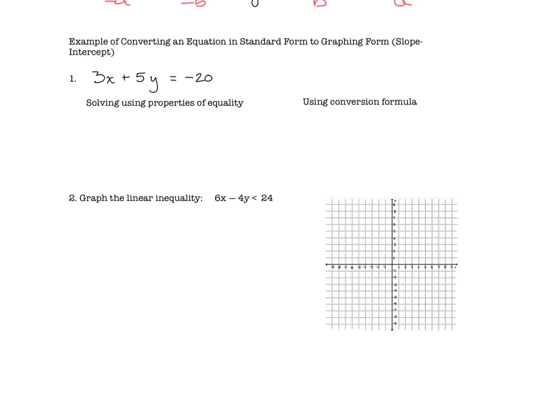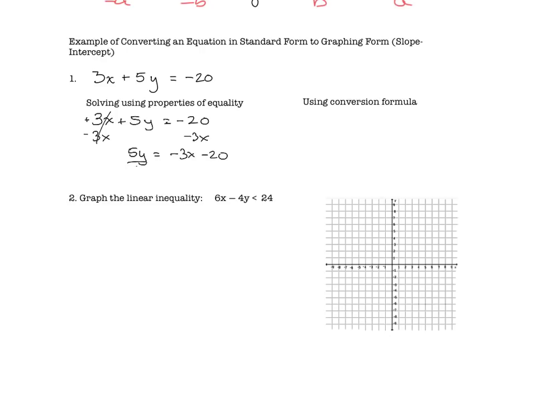So here we go. We'll start off with the problem 3x + 5y = -20, and yes, I'm using equalities for now. Using properties of equality, I'm going to use the addition of opposites. If that's +3x, this is -3x, which makes 0. In an equation, I must do what I do to one side to the other side, so -3x on both sides.